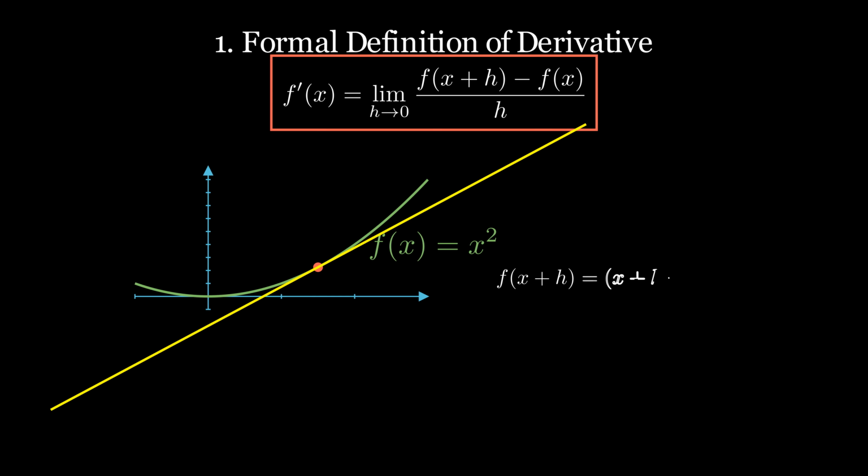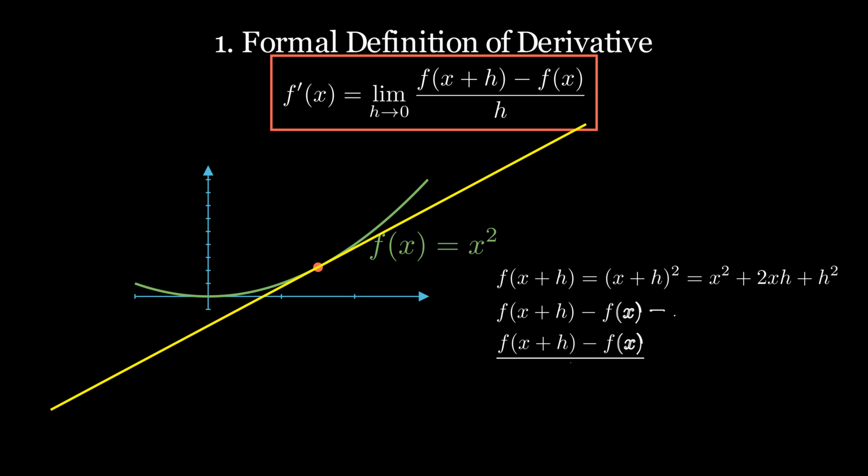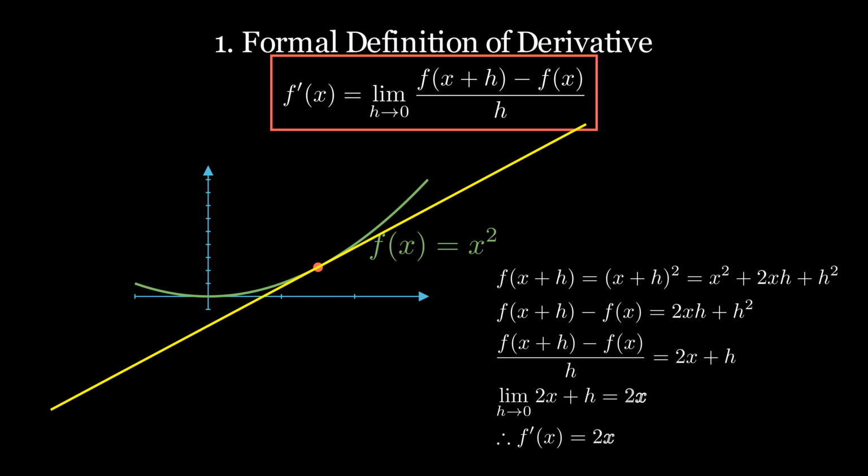First, we evaluate f of x plus h, which expands to x squared plus 2xh plus h squared. Subtracting f of x gives us 2xh plus h squared. Dividing by h leaves 2x plus h. Taking the limit as h approaches 0, we're left with 2x. Therefore, the derivative of x squared is 2x.